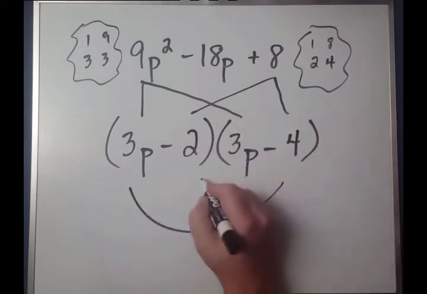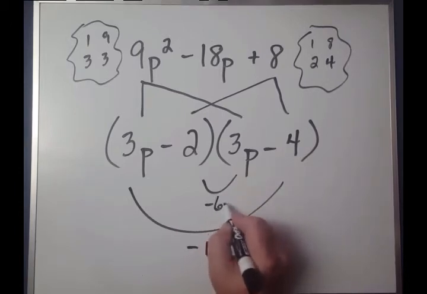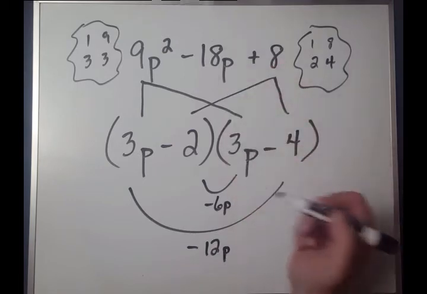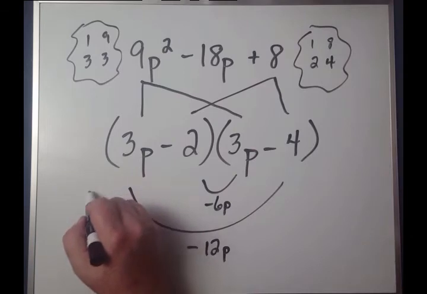Check the outside and the inside. The outside gives me minus 12p. The inside minus 6p. A total of, we hit it the first time, a total of negative 18p. That's how it factors.